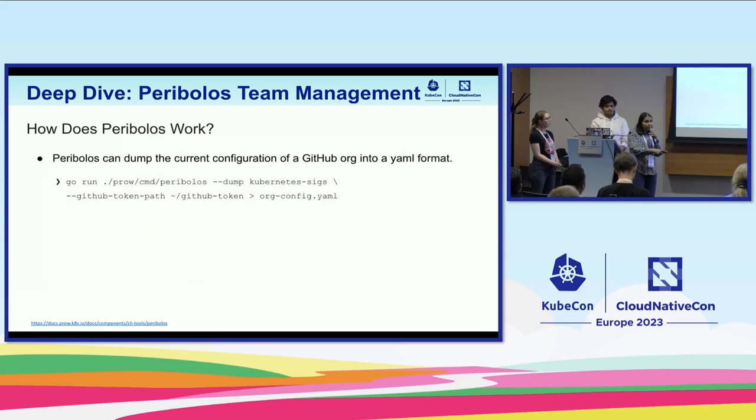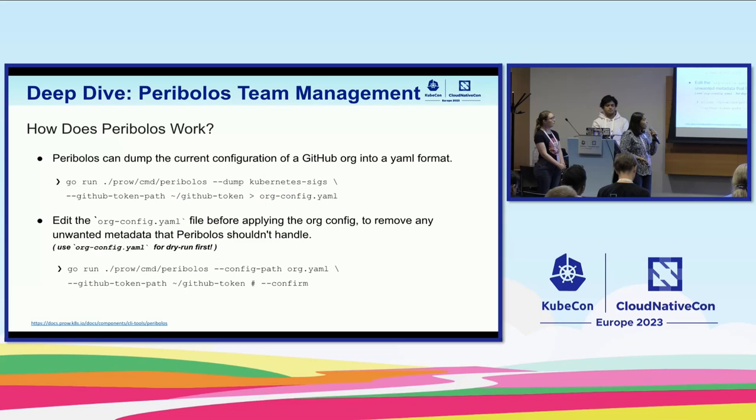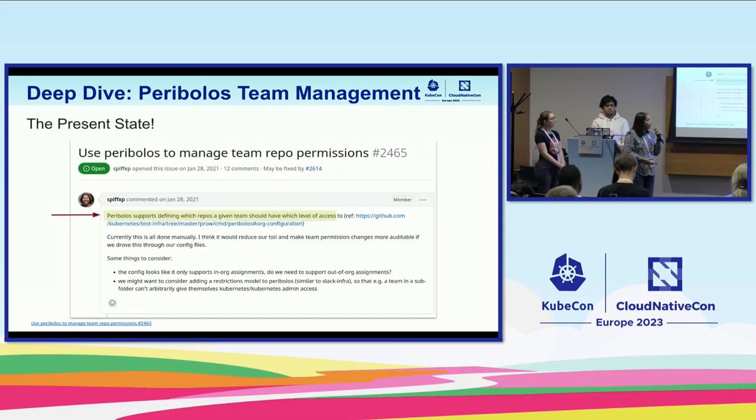So we don't have to create this file on our own. It can be very tricky to generate. So we have this Peribolos tool that can actually create this file for us. All we have to give is the name of the organization and a GitHub token. And if we have admin access for that GitHub organization, it will dump the org config for us. Then we can make changes in our org config however we like, and ask Peribolos to match what we just asked.